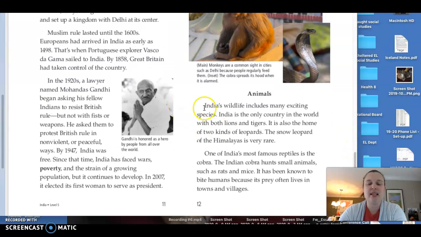The text says, India's wildlife includes many exciting species. India is the only country in the world with both lions and tigers. It's also the home of two kinds of leopards. The snow leopard of the Himalayas is very rare. One of India's most famous reptiles is the cobra. The Indian cobra hunts small animals such as rats and mice. It has been known to bite humans because its prey often lives in towns and villages.